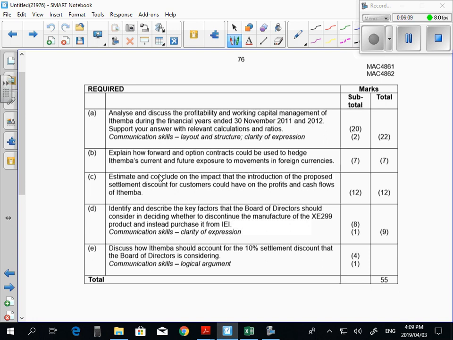Now, guys, I want to ask you, if they ask you for profitability and working capital management ratios, to get clarity and all of that stuff, what do you think you should actually do? Guys? Do you think you should split it between profitability and working capital management? Yes. Do you think you should calculate all of your ratios first? Or do you think you should calculate, discuss?